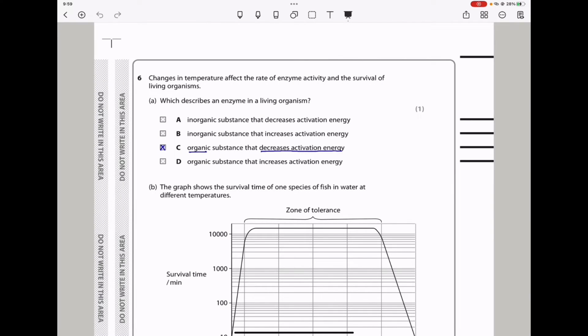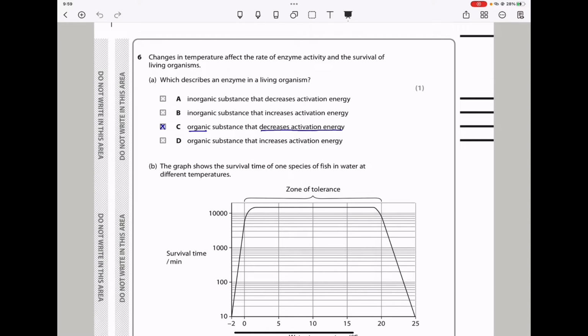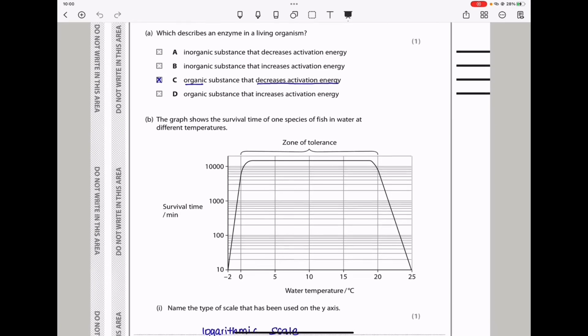Question 6. Changes in temperatures affect the rate of enzyme activity and survival of living organisms. Which describes an enzyme in a living organism? So these two are wrong because enzymes are organic, they're not inorganic. D says organic substance that increases activation energy. This is wrong. Enzymes decrease activation energy, so C is going to be our answer.